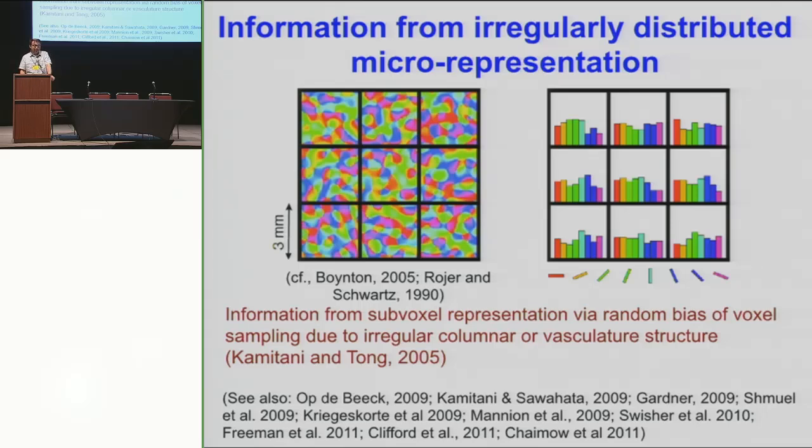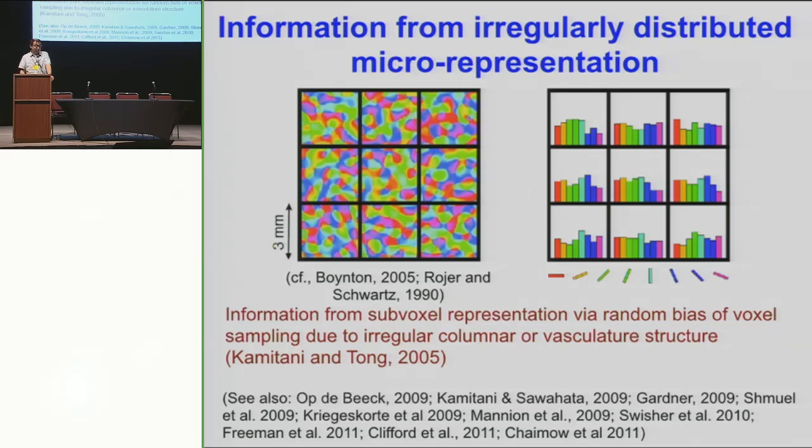But this does not necessarily mean that you cannot extract information. On the right, I'm showing the distribution of columns. I'm showing just the area of column regions in each voxel region. As you can see, not all orientations are averaged out. So each voxel has some idiosyncratic pattern. Okay? This may arise from some slightly irregular columnar structure and random sampling.